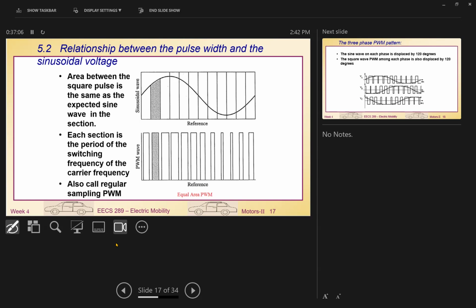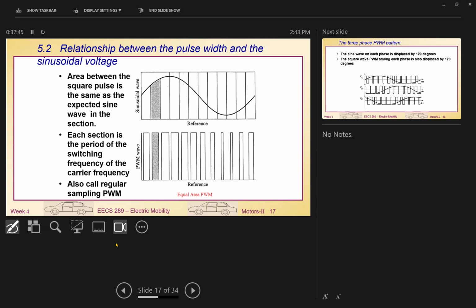Natural area means if you're trying to apply a sine wave to a motor, the motor itself only understands volt-seconds. Voltage times second is critically important for an inductive system. I think you all know the basic equation L di/dt equals V. What that equation means is L di equals V dt. So this term, we call volt-second.